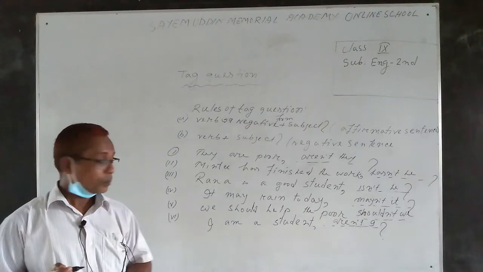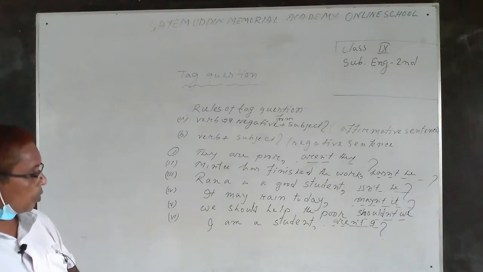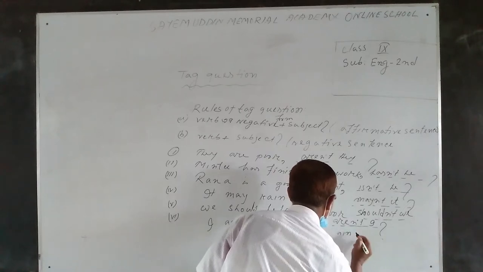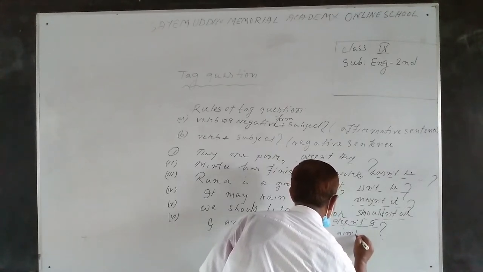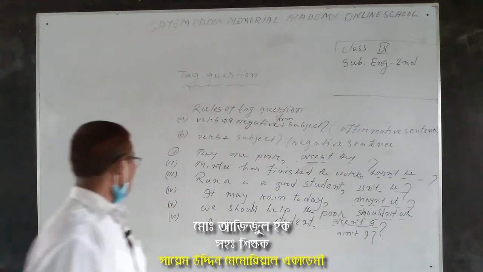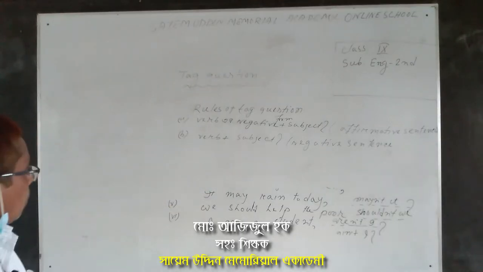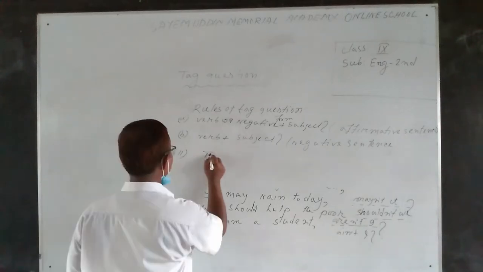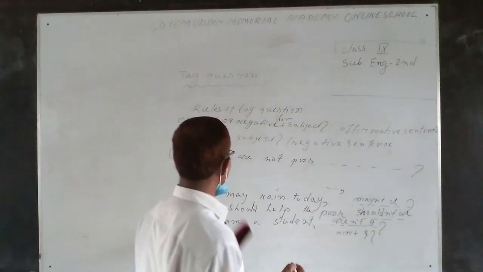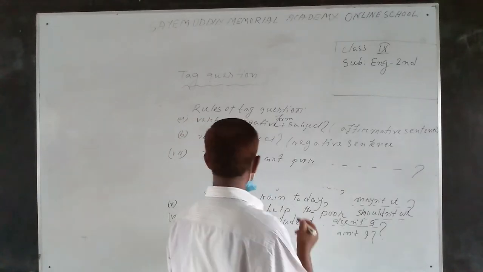You should also know there is an alternative answer to this question: am I not. Now we shall make tag questions of negative sentences. They are not poor. The sentence is negative, so the tag question will be positive. Are they?